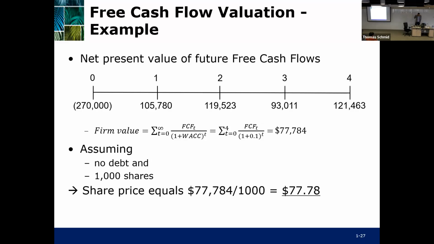So, this is how you can do it. Predict future cash flows, components of future cash flows, discount, entity value minus book value of debt typically gives you equity value, divided by the number of shares gives you the share price. Okay?